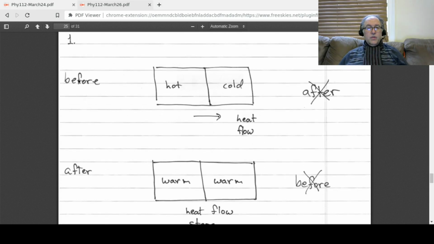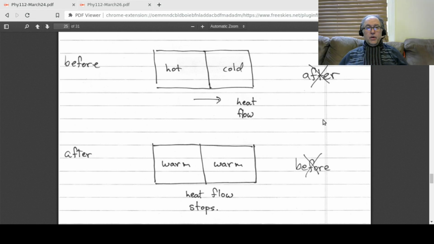So let me scroll down a bit more. There we go. Here's one. Suppose that we have a hot object and a cold object, and we bring them together. Our before picture has a hot object in contact with a cold object. Well, you know what's going to happen over time. Heat is going to flow from the hot object to the cold object, and that's going to continue. The heat's going to keep leaving the hot object and going to the cold object until both objects reach the same temperature and they're both warm.